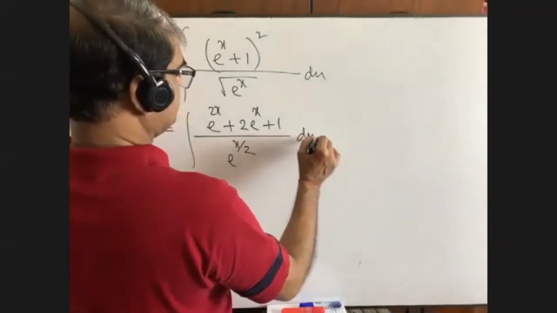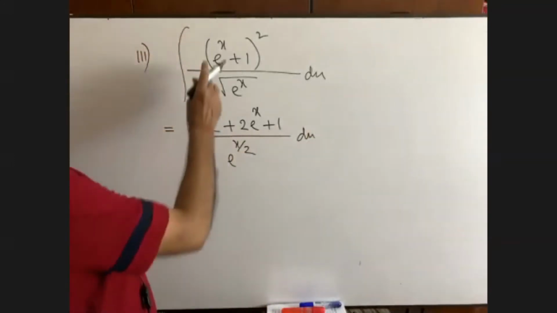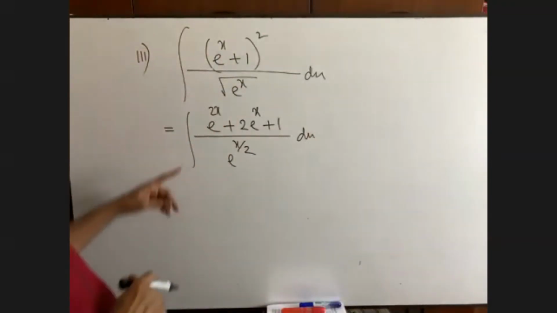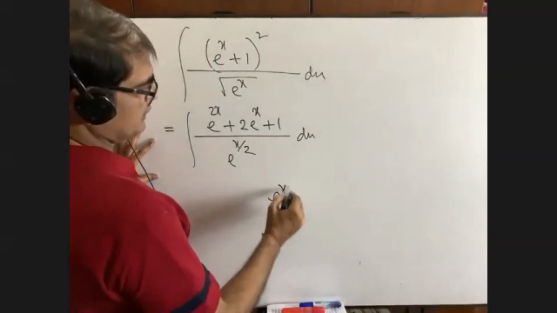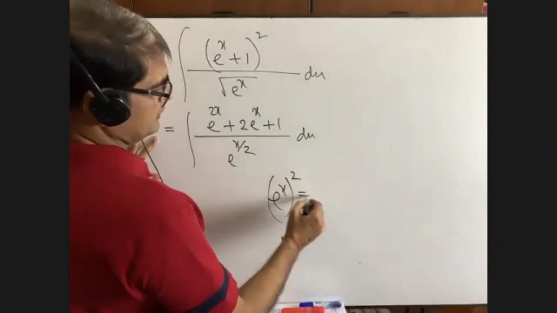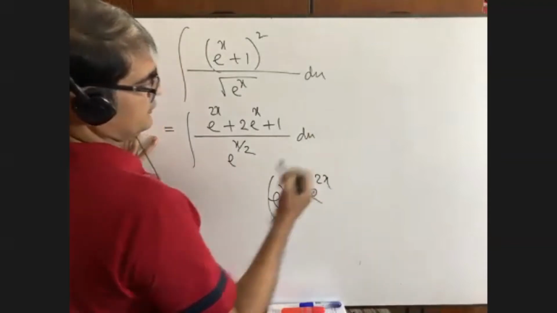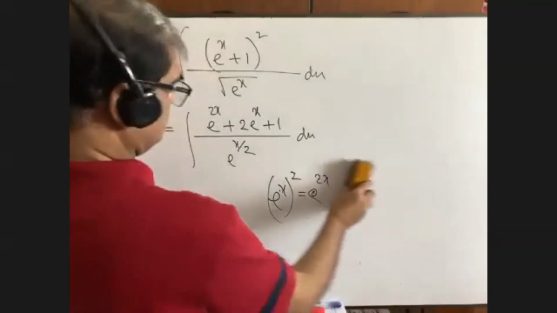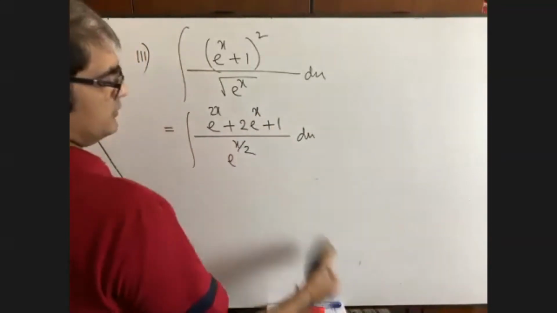Now you can tell me how does it come? (a plus b) whole square formula: a square plus 2ab plus b square. That is (e to the power x) whole square. (e to the power x) whole square means what? e to the power 2x, 2 into x, 2x. Then this is twice ab plus b square.